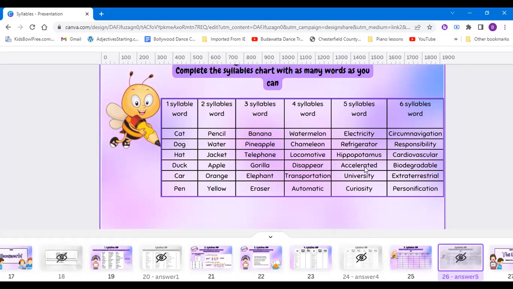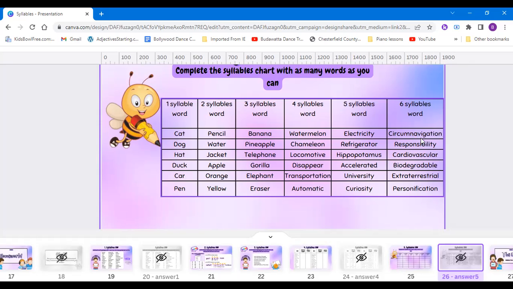The word accelerated means to increase your speed. Actually, it means to change your speed. So if you're going slowly, you can accelerate by going faster. And if you're going fast, you can accelerate by going slower. But it means to change your speed, and usually to increase your speed.